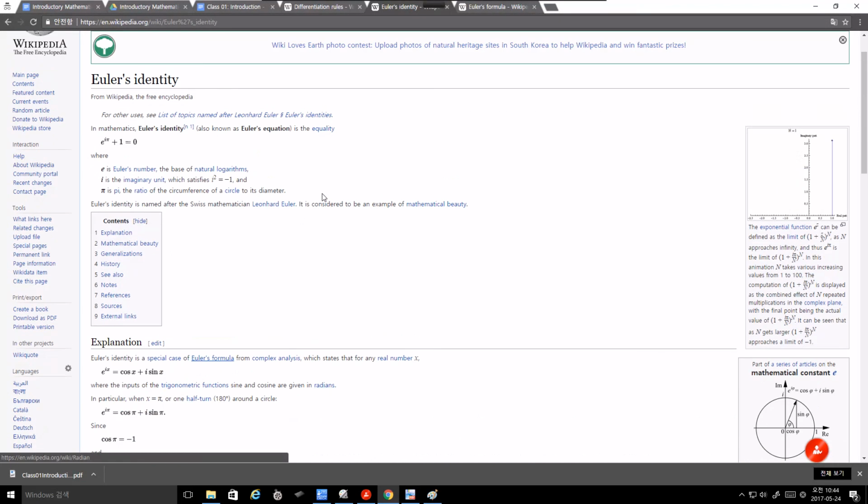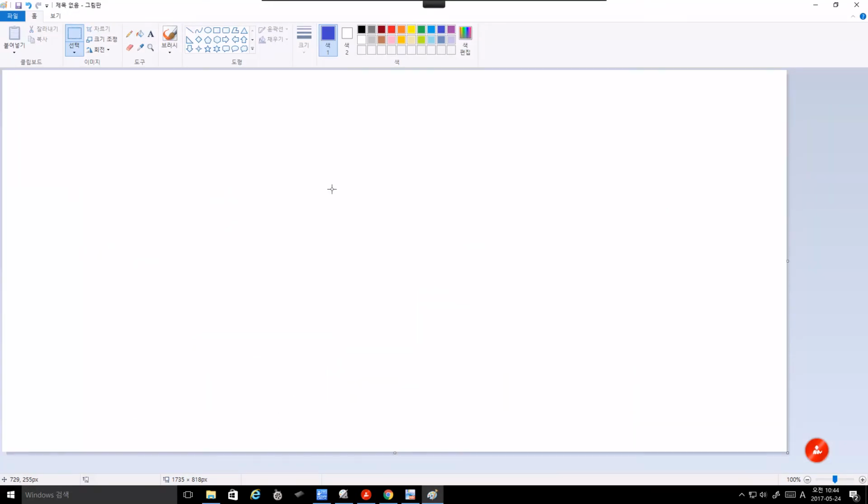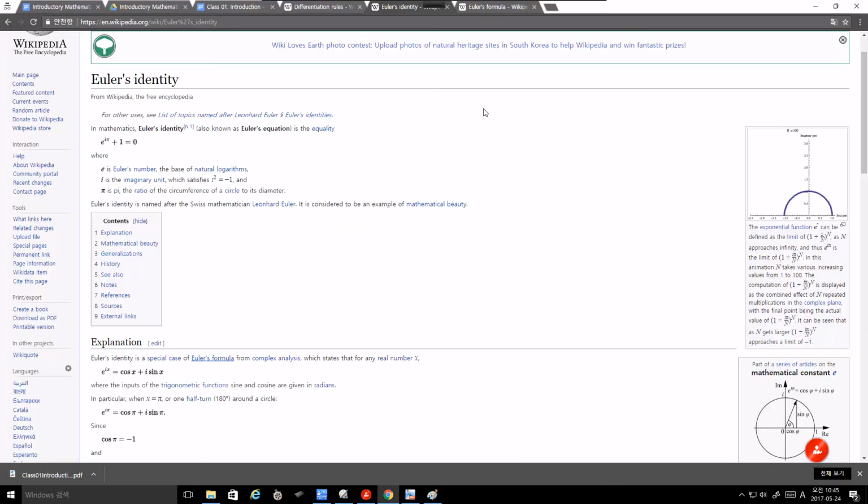So let me write down again. It is very important to know Euler's formula. Euler's formula is that e^(ix) is cosine x plus i sine x. This is called Euler's formula. Then how do we prove Euler's formula? Well, here it is.